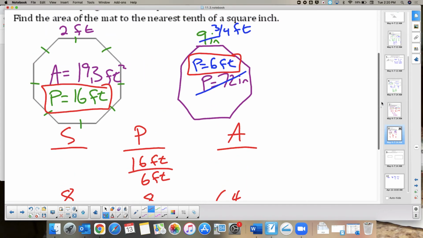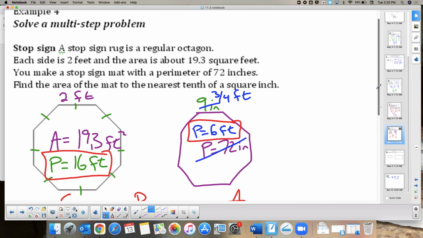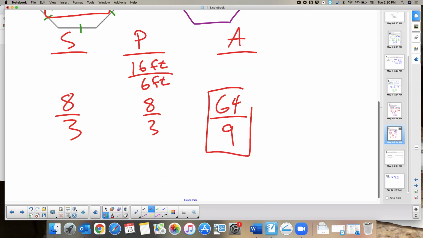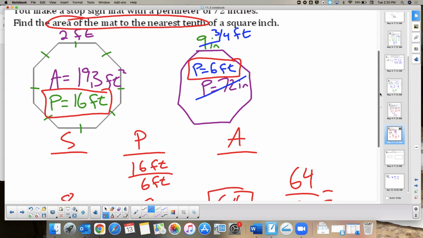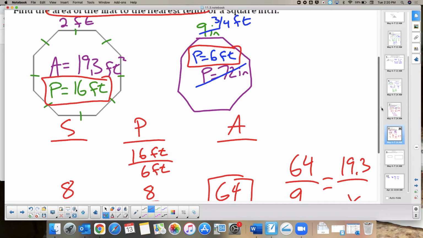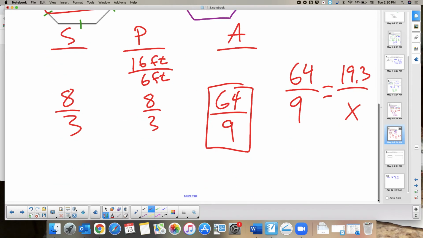They ask us to find the area of our map to the nearest 10. So we are going to use then the ratio of our areas. So 64 to 9 will equal my two areas. We know the area of our big one was 19.3. We're trying to find the area of our small one. Now, in this problem, we've converted everything to feet. So we will have to keep that in mind when we go to get our answer.